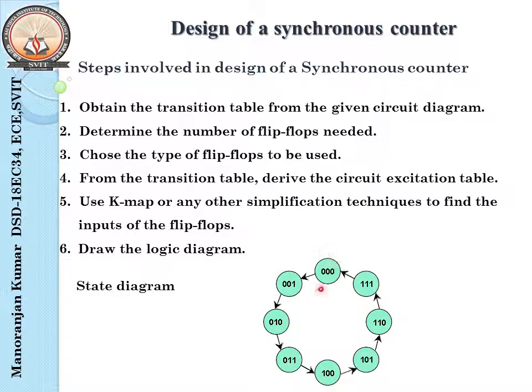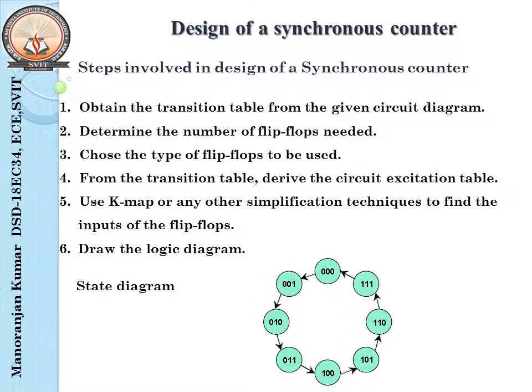When I'm standing at 0, this is my present state and 1 is my next state. When you are at 1, 1 is your present state and 2 will be the next state. When you are at 2, 2 will be your present state and 3 the next state, and so on. In the same manner, when you are at 7, 7 is your present state and the next state is 0. The binary equivalent of triple 1 is 7, and 000 is 0. From 7, the next state will be 0. This is how the state diagram is written. This will help us to write the transition table, which we'll see in the next slide.